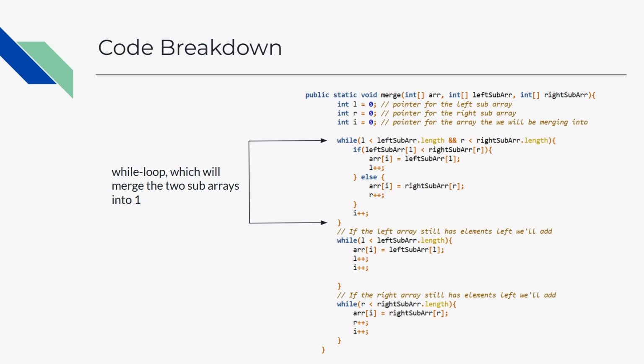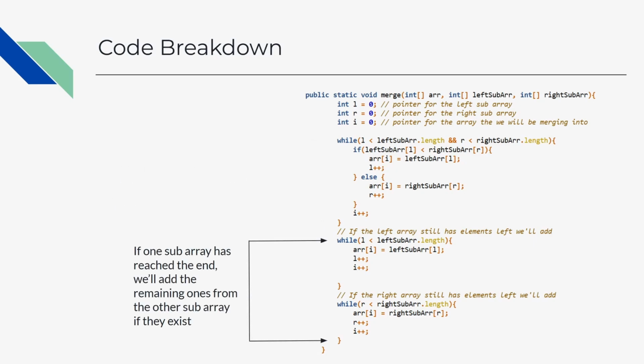Inside the loop, we can see the condition checking for a smaller value within the two subarrays. If there is a smaller value, we will add it first, followed by the next element. And keep in mind that we will have to increment the index of the subarrays after each addition, and the index i, which is the pointer for the array, will also have to be incremented after each iteration.